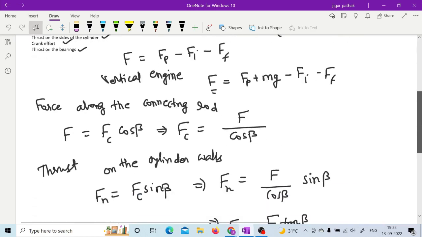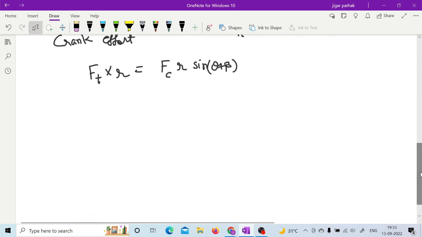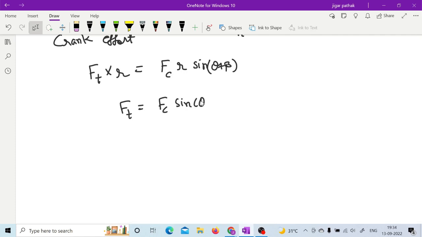Okay, now yes, so again if you now come to this, then Ft can now be written as Fc sine theta plus beta. Now as I have told you earlier, if you want to write this Ft also in terms of piston effort, then Ft is equal to F upon cos beta into sine theta plus beta, right? So this is how you can calculate crank effort, right?